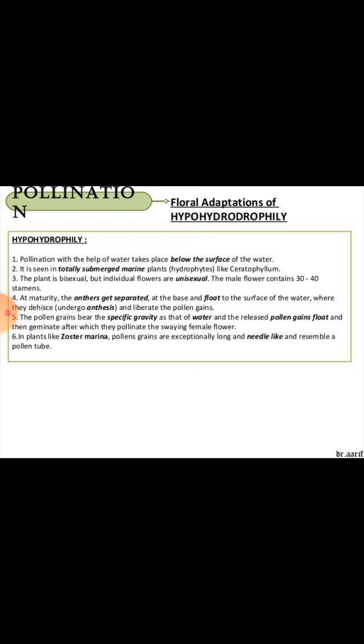A mature anther gets separated and liberates pollen grains. Pollen grains need a specific gravity to fall close to the female flower, and they germinate on the stigma of the female flower. Example, Zostera marina, with extremely needle-like pollen resembling a pollen tube. Next, move to anemophily, like grass, and biotic agents.